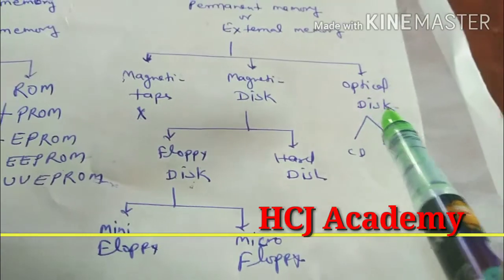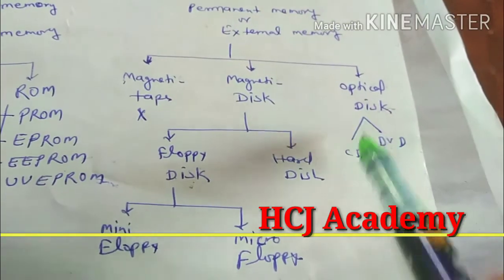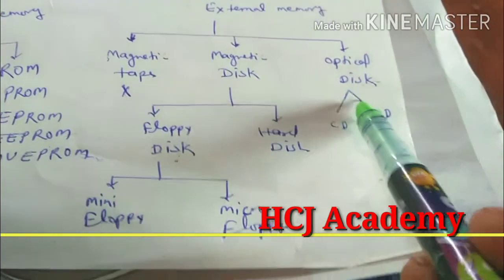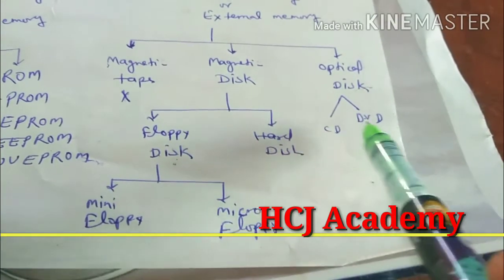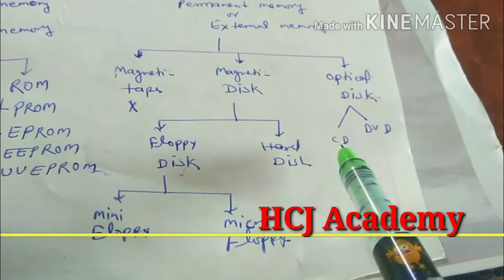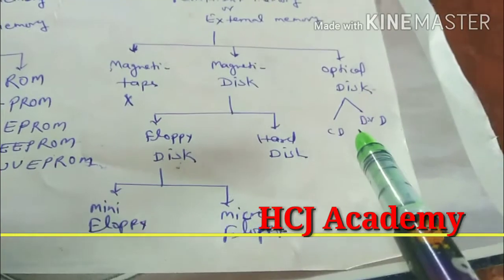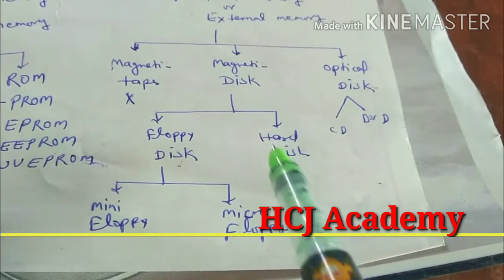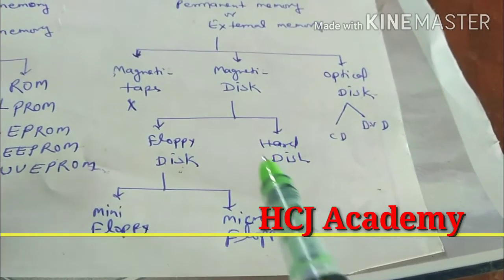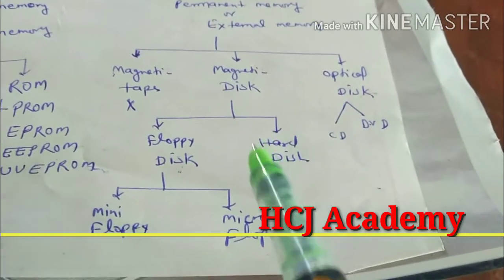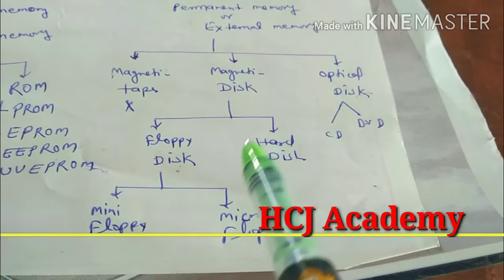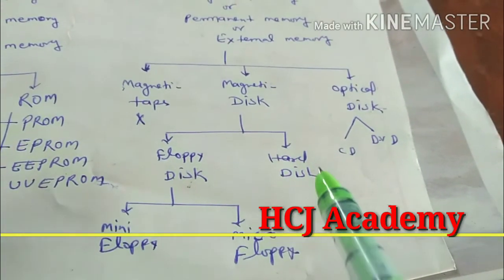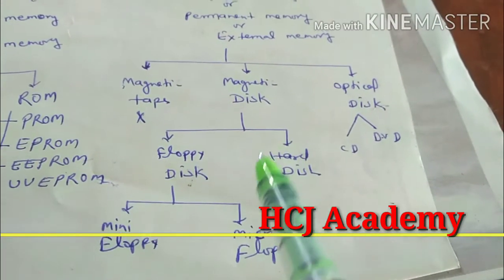And optical disk is a very commonly used secondary memory for carrying data from one place to another place. CD and DVD. CD stands for compact disk and DVD stands for digital versatile disk. And hard disk is a very important secondary storage. All the data stored in your computer system is on the hard disk. If you want to save any file in your computer system, then this file is stored in the hard disk.